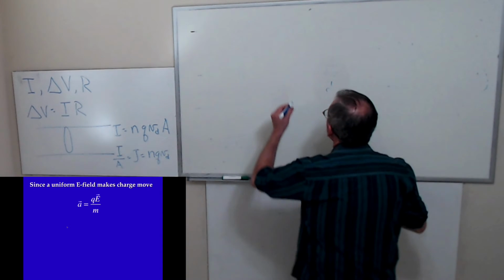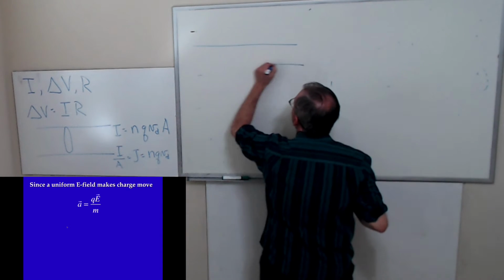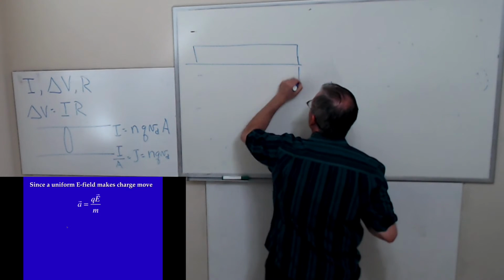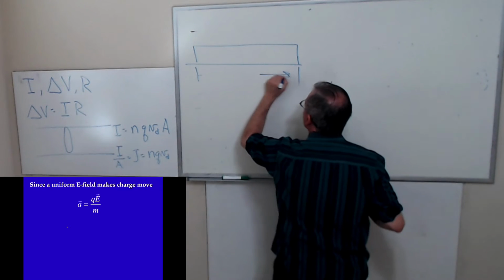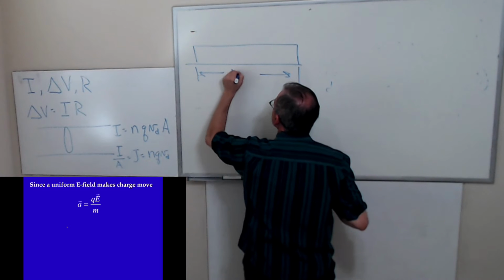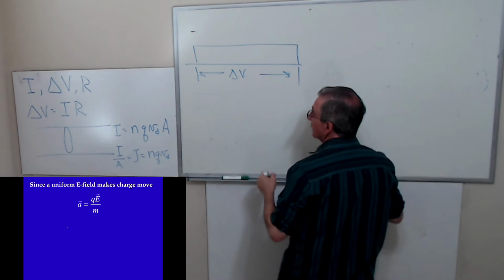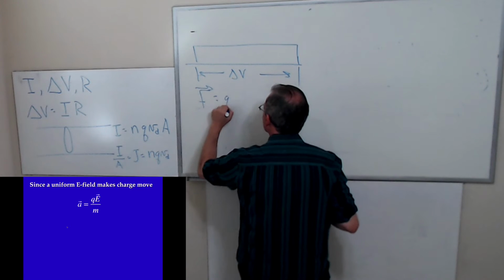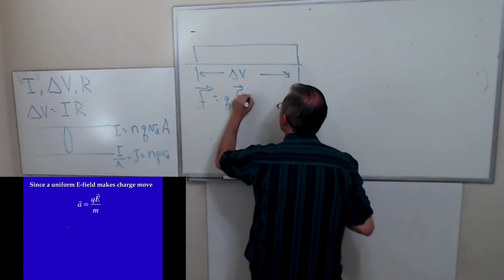So we have a wire, and we have a delta V across the ends of the wire. That means we have an electric field. And so F equals Q times E equals MA.